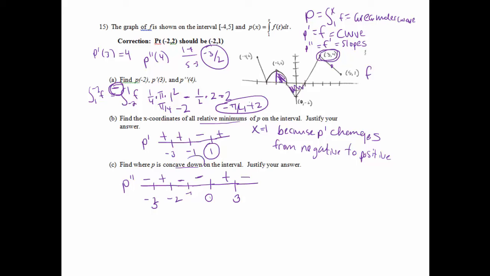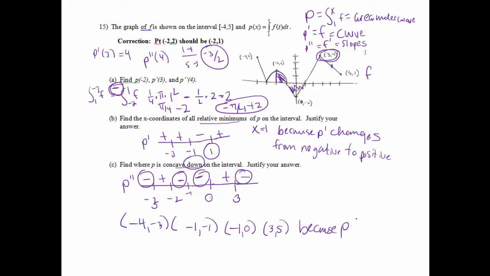All right, so when I want to know where concave down, here, here, here, here. So that would be from negative 4 to negative 3, from negative 2 to negative 1, from negative 1 to 0, and from 3 to 5. And that is because p double prime is negative. Okay, please notice, although the picture was of f, all of these questions were asking about p, so all of my responses included p instead of f when I did those.